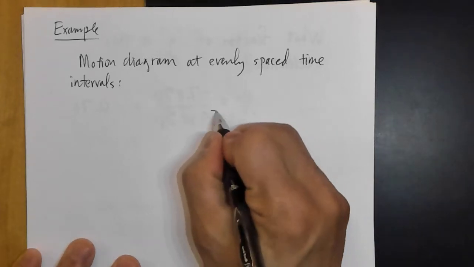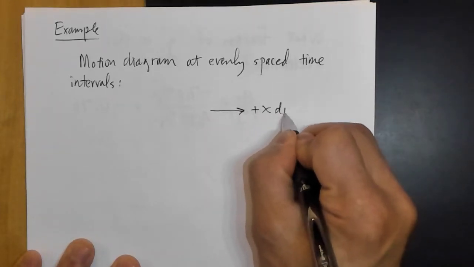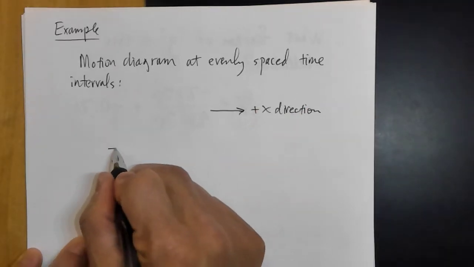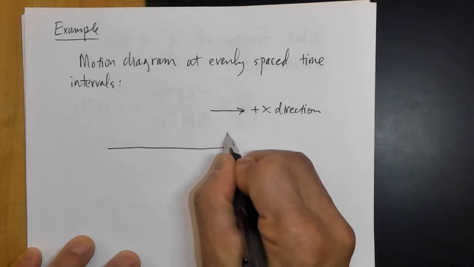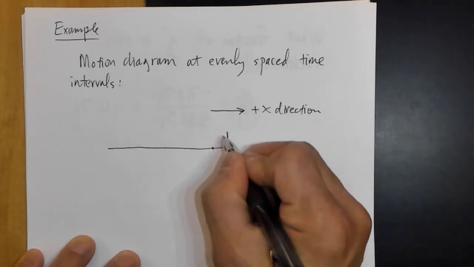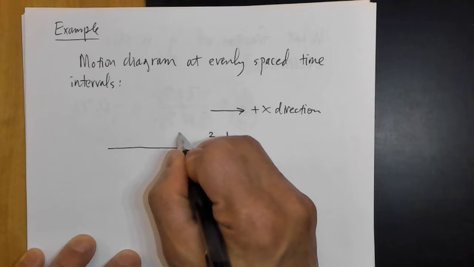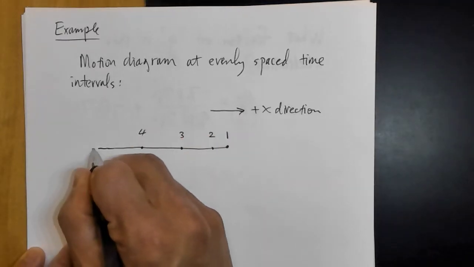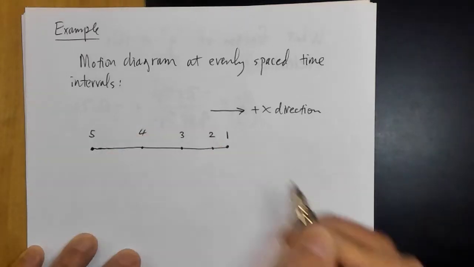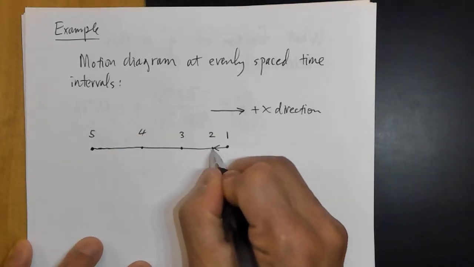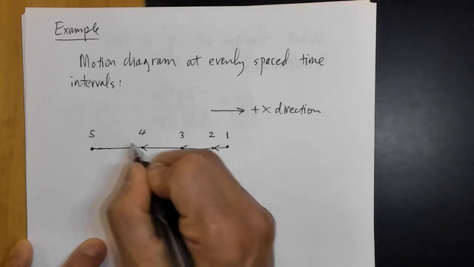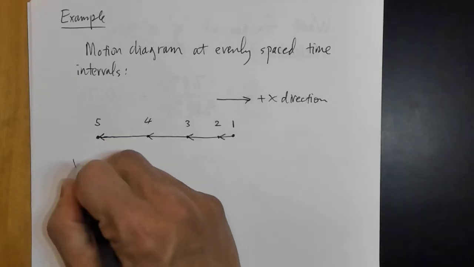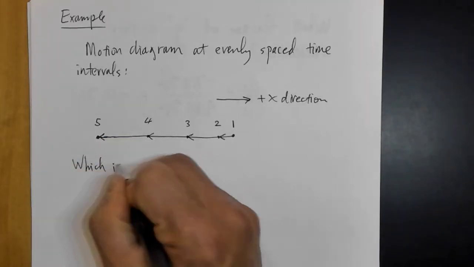Okay, and let's say this is the positive x direction. And we have a line here. This is time 1. This is time 2. This is time 3. This is time 4. And time 5 will be somewhere way out here. Okay, so then I'm drawing arrows like this. And the question is, quite simply, which is true?